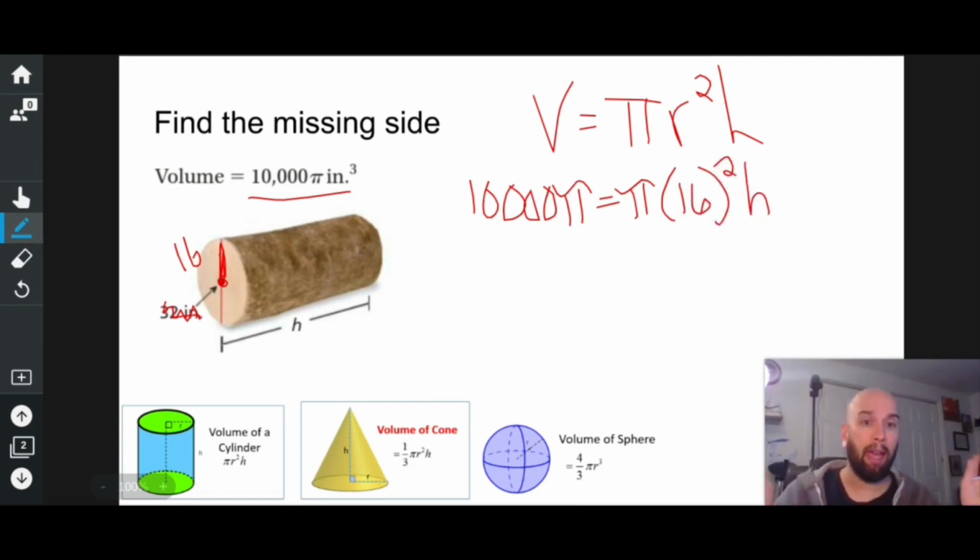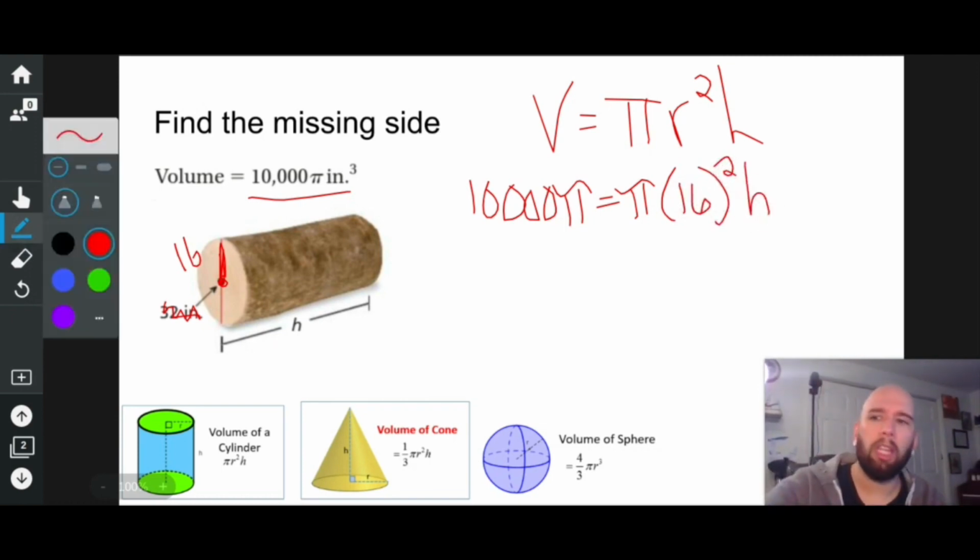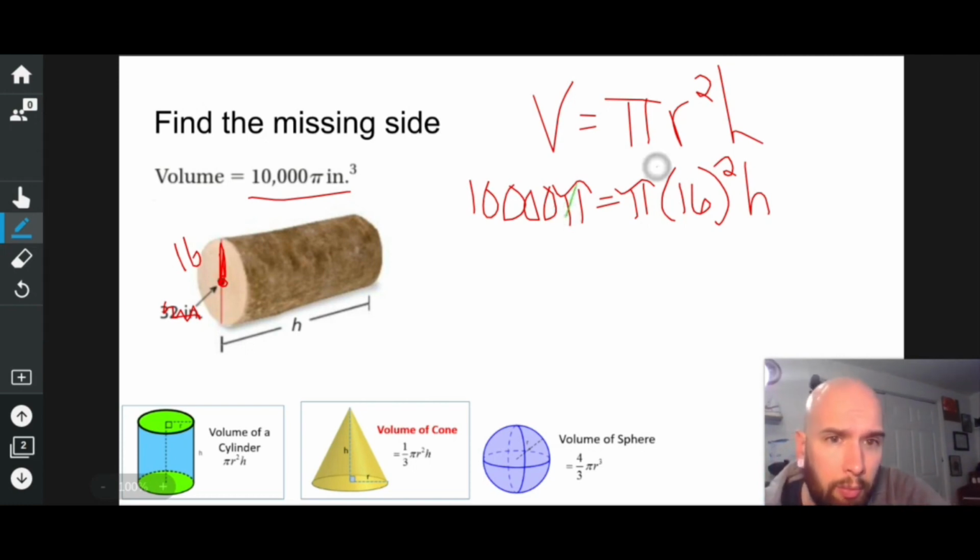Now, here's a fun fact. Let's just get this out of the way while we're at it. If you're doing one of these volume formulas, and it's nothing but V on the one side and nothing but multiplication on the other side, if you see a pi over here and a pi on the other side, you can just cancel them out. Isn't that neat? So the pi's are gone.